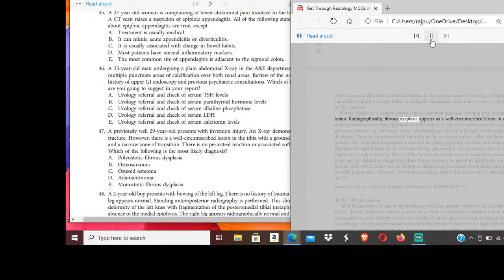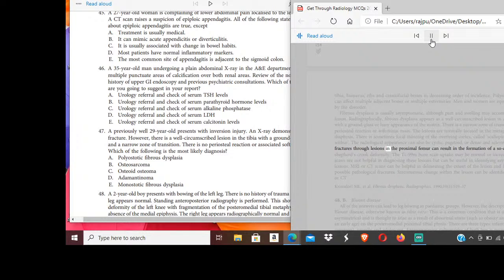Radiographically, fibrous dysplasia appears as a well-circumscribed lesion in a long bone with a ground glass or hazy appearance of the matrix. There is a narrow zone of transition and no periosteal reaction or soft tissue mass. The lesions are normally located in the metaphysis or diaphysis. There is sometimes focal thinning of the overlying cortex, called scalloping from within. The radiological appearance can also be cystic, pagetoid, or dense and sclerotic.